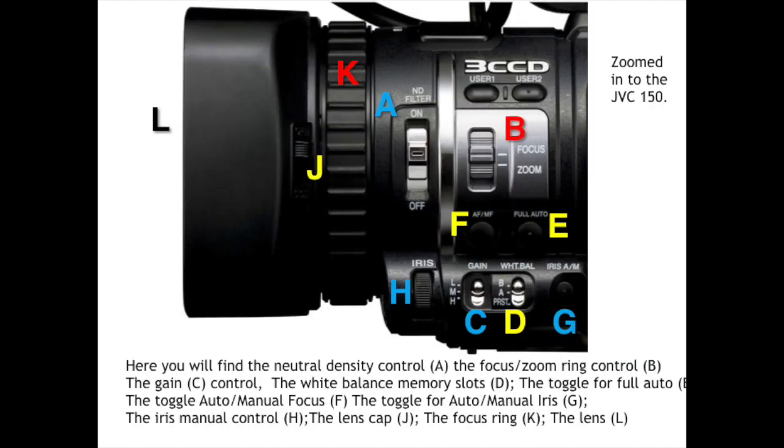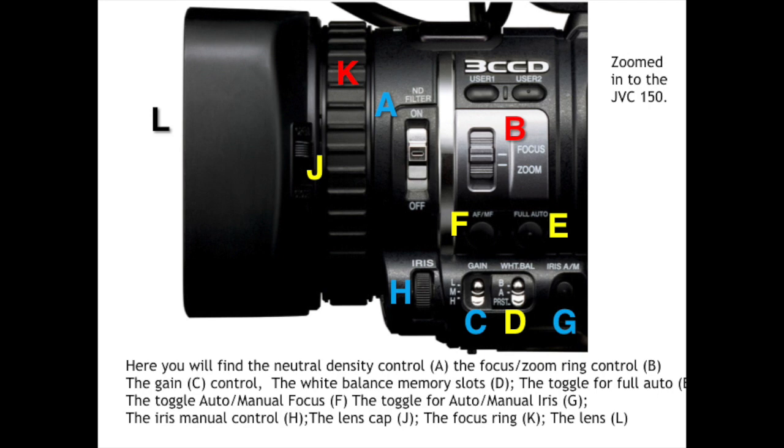So L is obviously the lens of the camera. J is where you will find the lens cap, and you can click it opened or closed. So when you're done with the camera, you want to close it. Before you begin shooting, you want to make sure that the lens cap is opened.